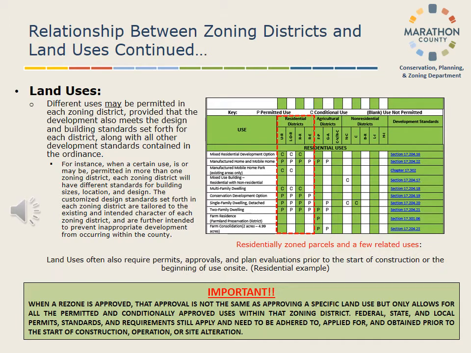This is to ensure that any proposed use or uses in a particular zoning district on a parcel is consistent with the purpose and intent of that district. Land uses often require permits, approvals, and plan evaluations prior to the start of construction or beginning of use on site.